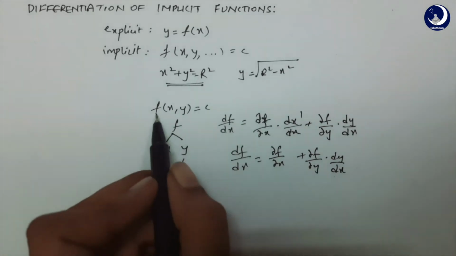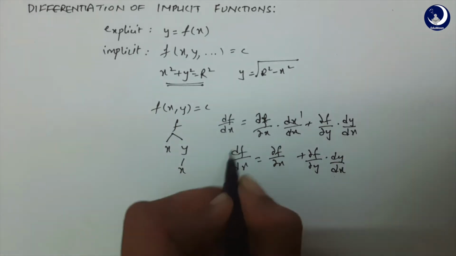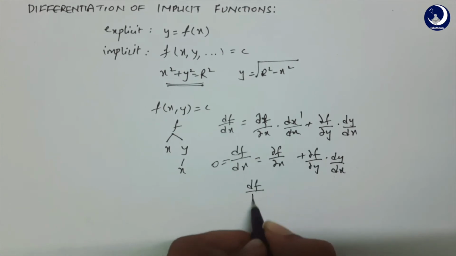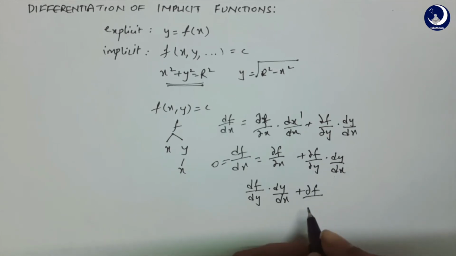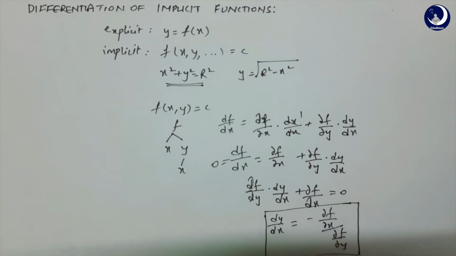Now this implicit function f is equal to a constant. That basically means df is equal to 0, right? So this term is equal to 0. So dou f by dou y into dy by dx plus dou f by dou x equals 0. And if I were to take dy by dx to one side, we would get dy by dx equals minus dou f by dou x by dou f by dou y, like so. This is an important formula for implicit functions.